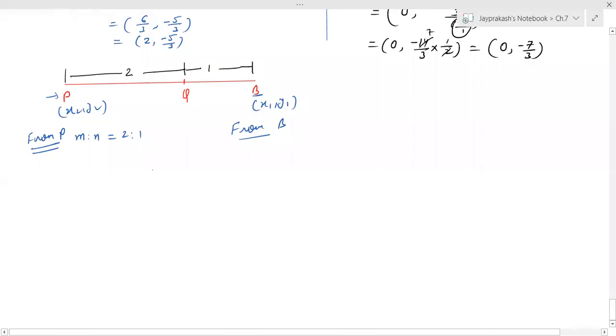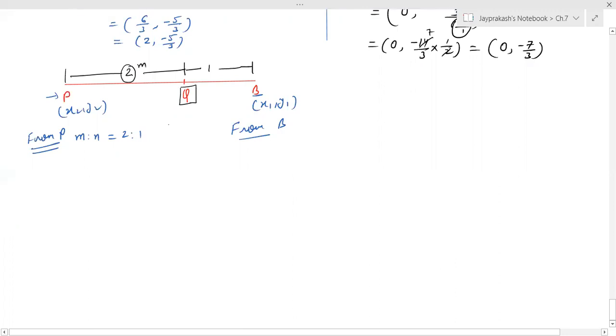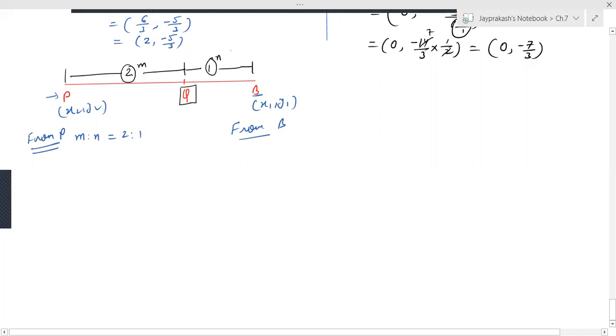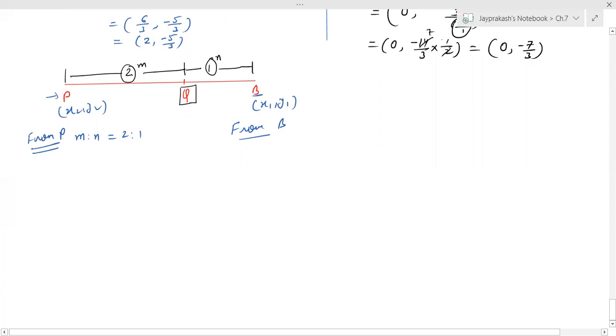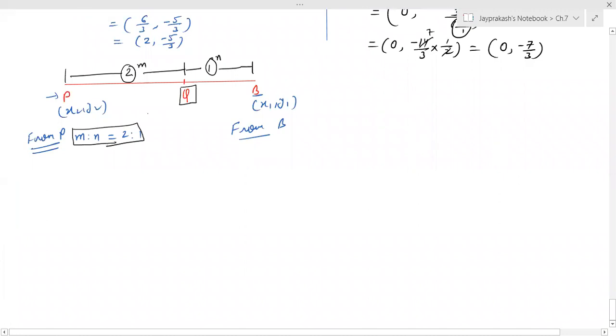अगर मैं चाहता हूं कि P के साइड से Q का कोऑर्डिनेट निकालो, सो मुझे M की वैल्यू कितनी लेनी होगी? 2. हाँ सर। And the value of N is 1. So that's why we have M ratio N is equal to 2:1.